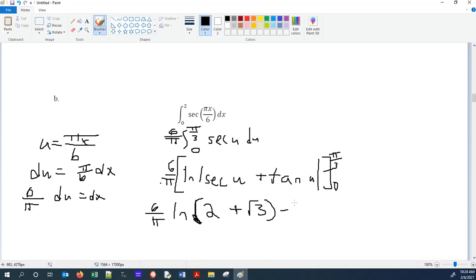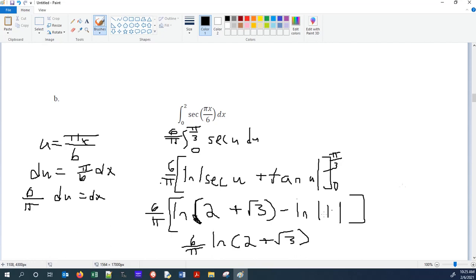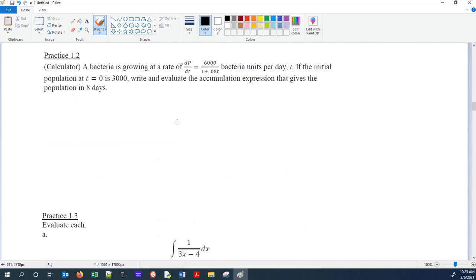Now the secant of 0 is, let's look at this right here, the secant of 0 is 1. So this is the natural log of the absolute value of 1. The tangent of 0 is 0. So this is just the natural log of 1, but the natural log of 1 is 0. So this ends up just being 6 over pi times the natural log of 2 plus the square root of 3. Kind of weird looking, right? Okay, moving on.